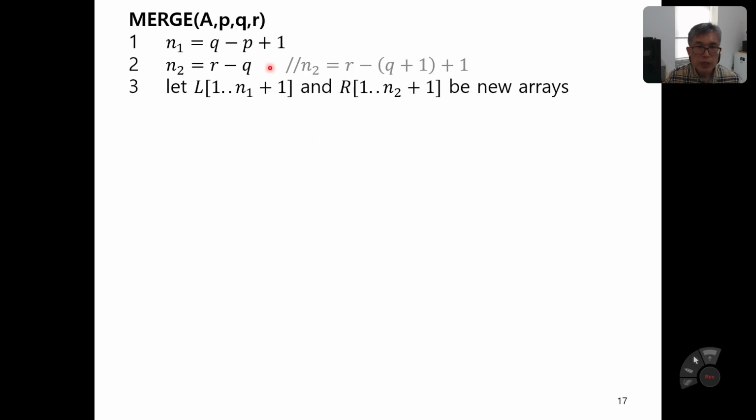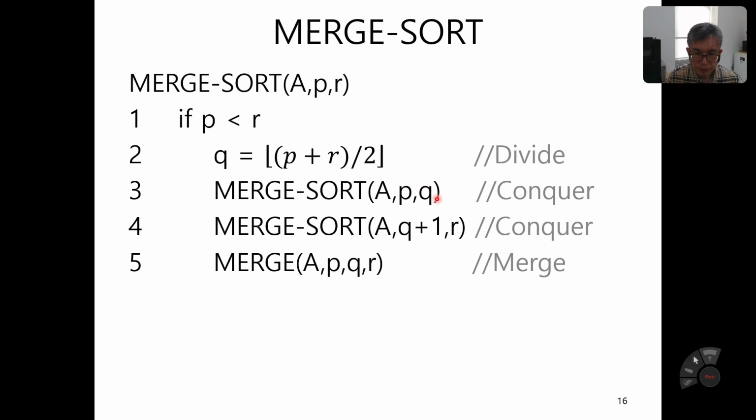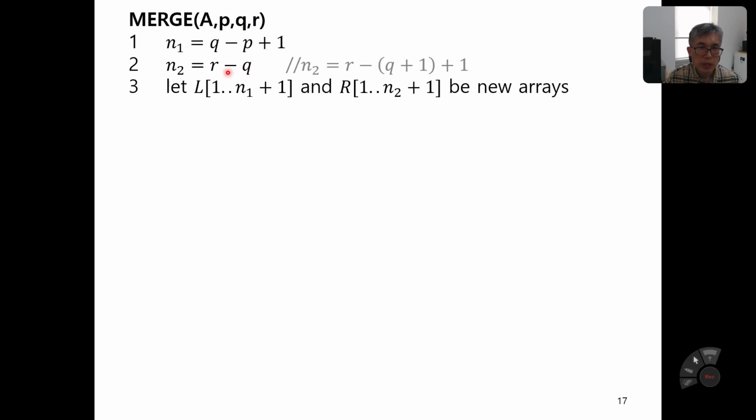So in the merge, n1 and n2 are defined. The number n1 is q minus p plus 1, which is the size of the range. Because the index of the second half starts at q plus 1, n2 is r minus q. This is the number of elements in the first half and the second half. The original array is split into the first half and the right half. From the index point of view, they go from 1 up to n1 plus 1 and 1 up to n2 plus 1.